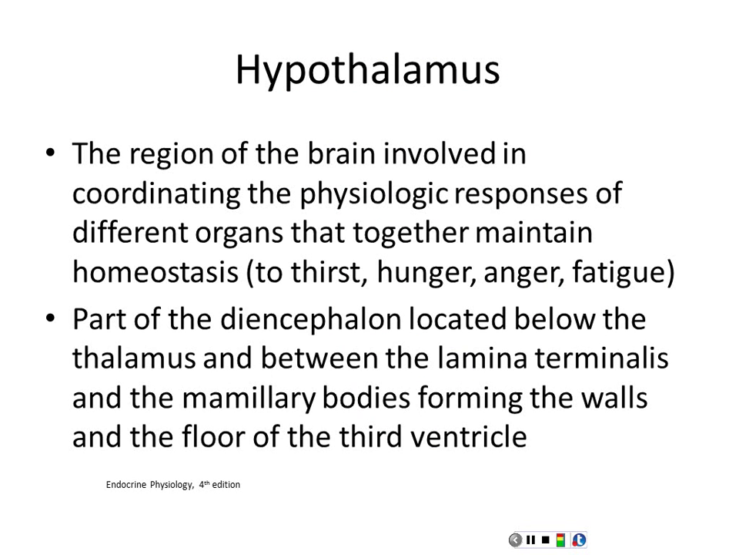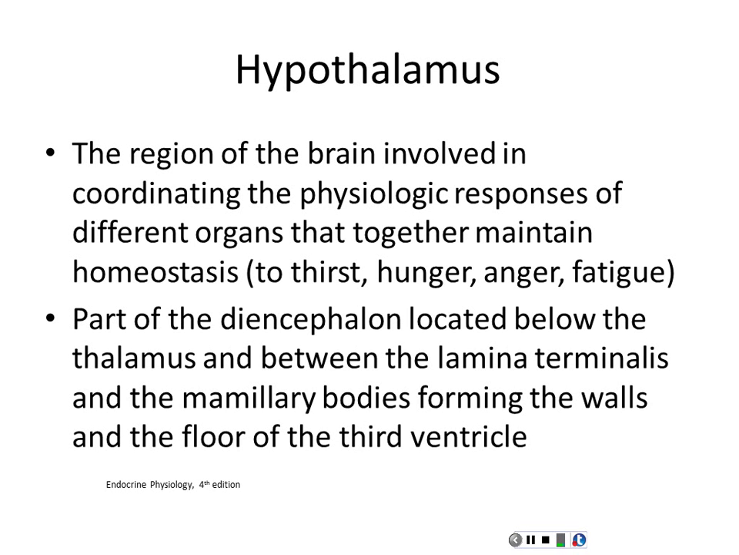So, what is the hypothalamus? The hypothalamus is the region of the brain that's involved in coordinating the physiologic responses of different organs that maintain homeostasis, for example, to thirst, hunger, anger, fatigue. It's part of the diencephalon, which is the forebrain, located below the thalamus, hence the name hypothalamus, and between the lamina terminalis and mammillary bodies, forming the walls and the floor of the third ventricle.